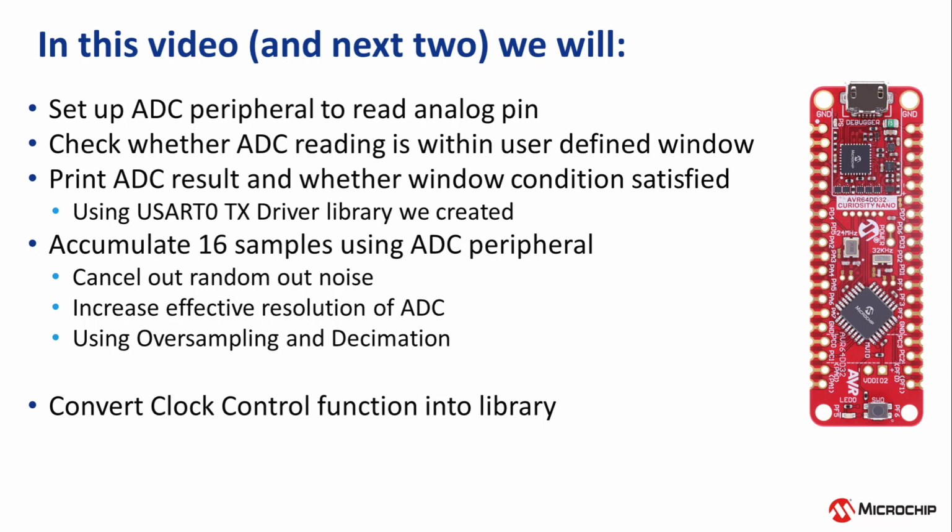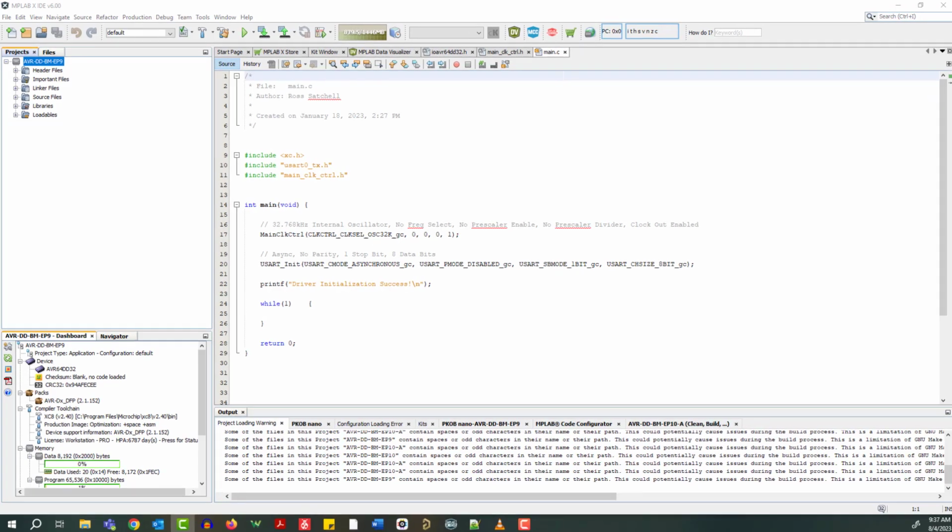We will also use the window detection feature to determine whether the oversampled and decimated ADC result is within a particular range that we will specify. I will also go over how I broke the clock control function out into a library with header and source files. So let's get started.